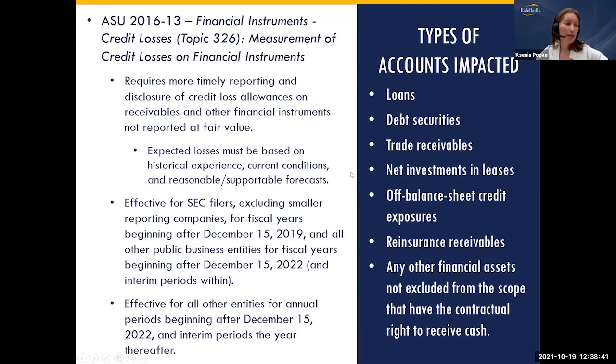So looking at another fairly large standard, as I mentioned before, CECL, the standard on credit losses, ASU 2016-13. This particular standard will impact a lot of for-profit entities, and I think it will have an impact on some not-for-profits, some larger not-for-profits, but perhaps not as widespread as it will be affecting the for-profit sector. So this particular standard requires more timely reporting and disclosure of credit loss allowances.